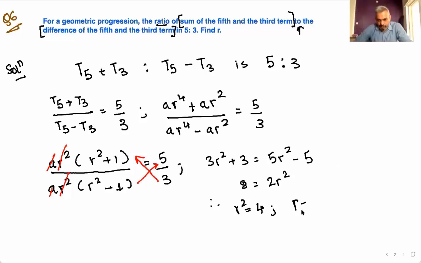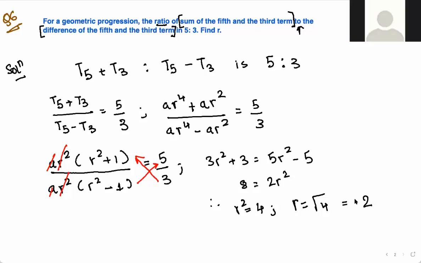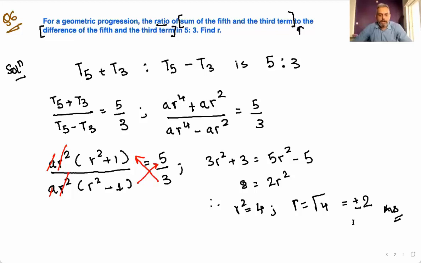R is equal to the root of 4, which is equal to 2, is wrong. What? Yes, very good. Plus or minus 2. Answer: R is equal to plus or minus 2. Please don't make a mistake in the exam. If you write R is equal to 2, some will go wrong. Please be careful.